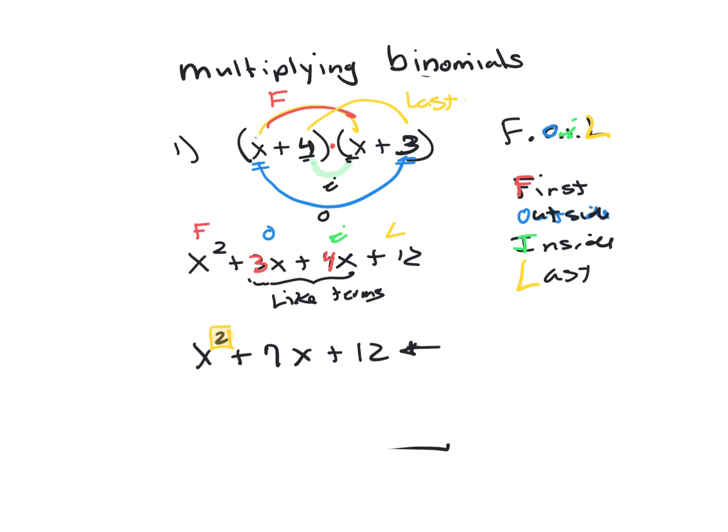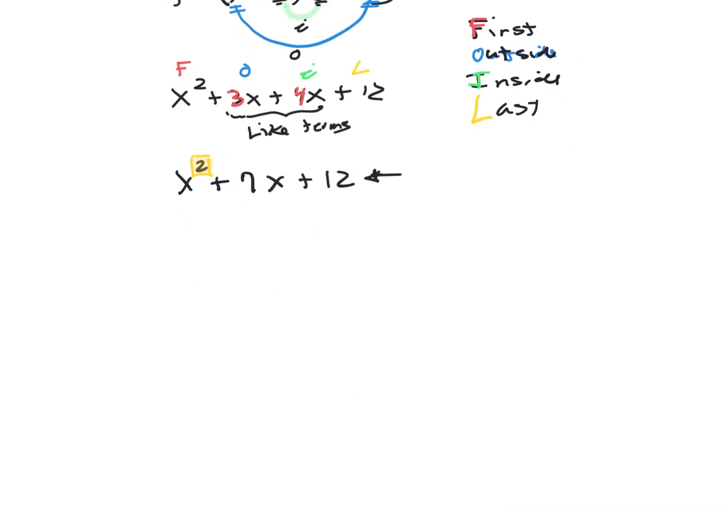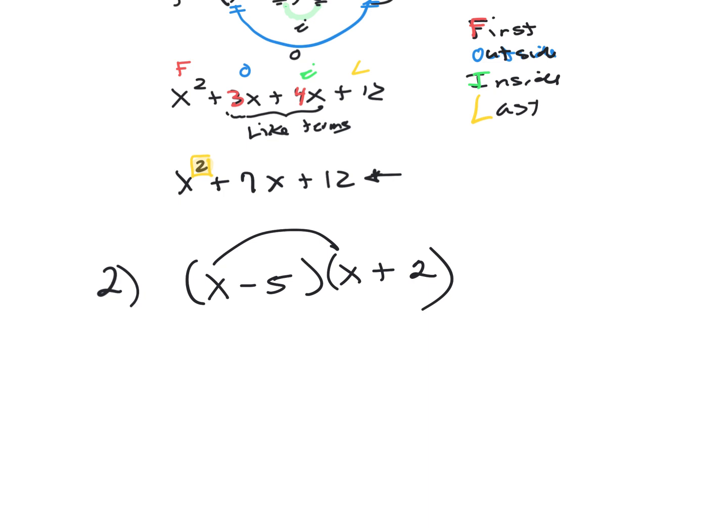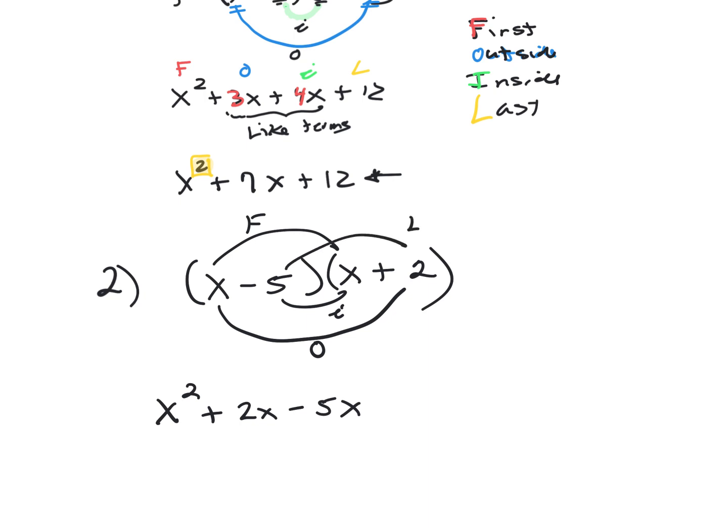Let's try another problem with FOIL so you get the idea. So you can pause and rewrite this down. So we are going to multiply the first ones together. So that's x times x is x squared. We're going to multiply the outside ones together. So x times 2 is 2x. We're going to multiply the inside ones together. So negative 5 times x is negative 5x. And then the last ones is negative 5 times a positive 2 is a negative 10.